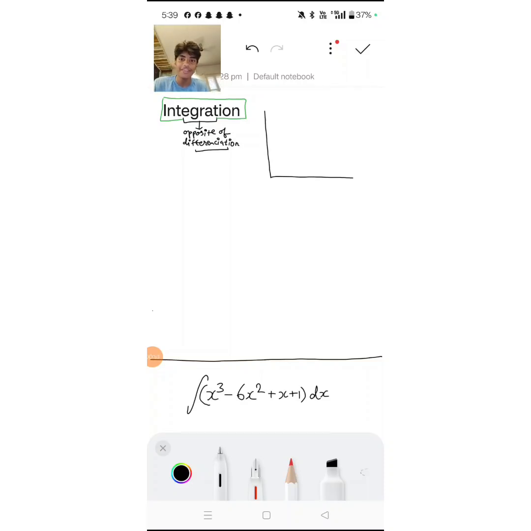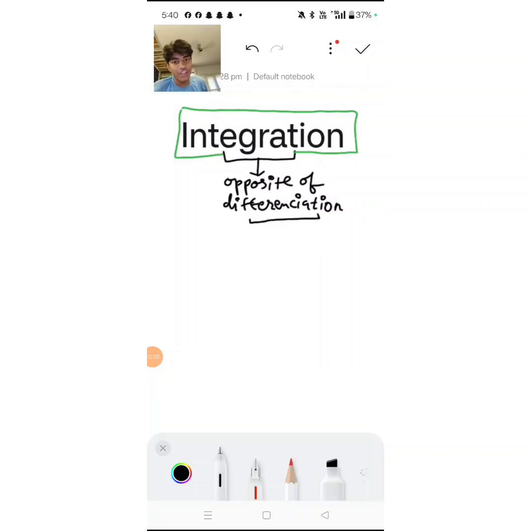In today's video, we're going to be discussing one of the fundamental concepts of calculus, that is integration. I'm just going to introduce it to you and we're going to solve a few pretty basic sums just for you to get a hang of it. So without any further ado, let's begin.